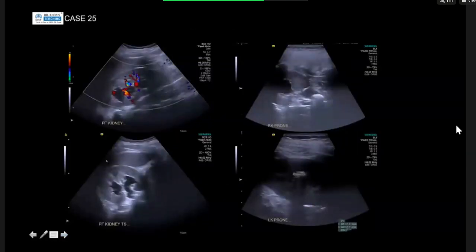So I'm going to give you 2 more cases, candidate 3, and then we're going to switch over and hopefully we'll get through all the cases. So this is your next case. This is a 15-year-old girl presenting with right-sided flank pain.